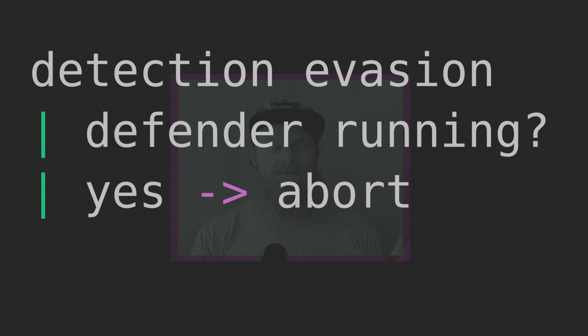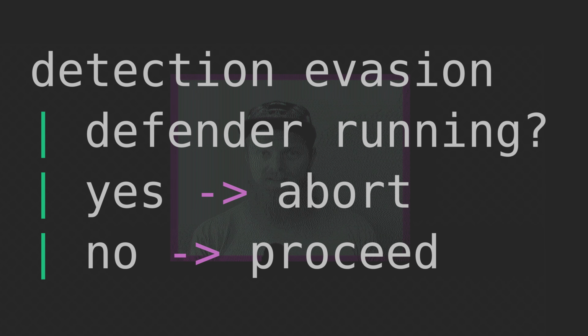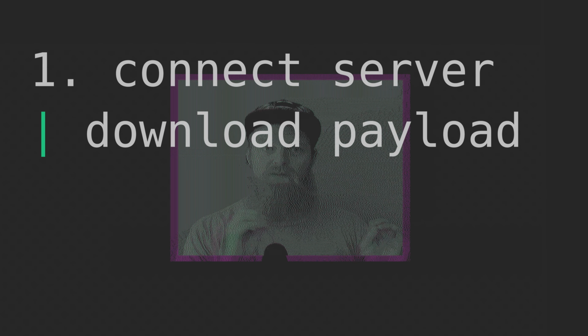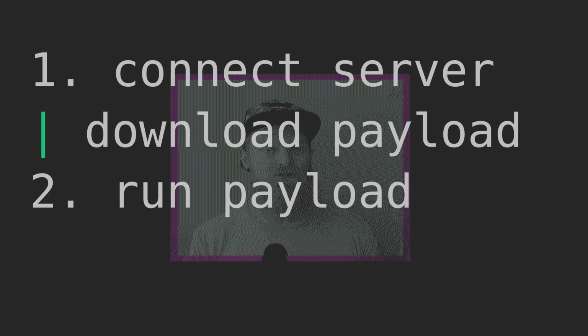Conversely, if it detects that Microsoft Defender real-time protection is not running, then it will continue the rest of the script. And what the rest of the script does is basically two simple things. It goes out to a web server and downloads the actual malicious payload, i.e. the actual code that will establish the C2 connection. And then of course, once it's downloaded it, it will run that code to form our connection. Right, and that's it guys.